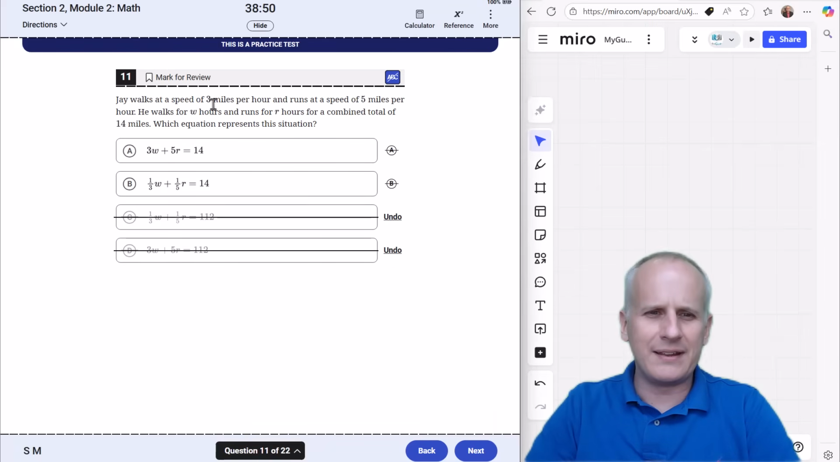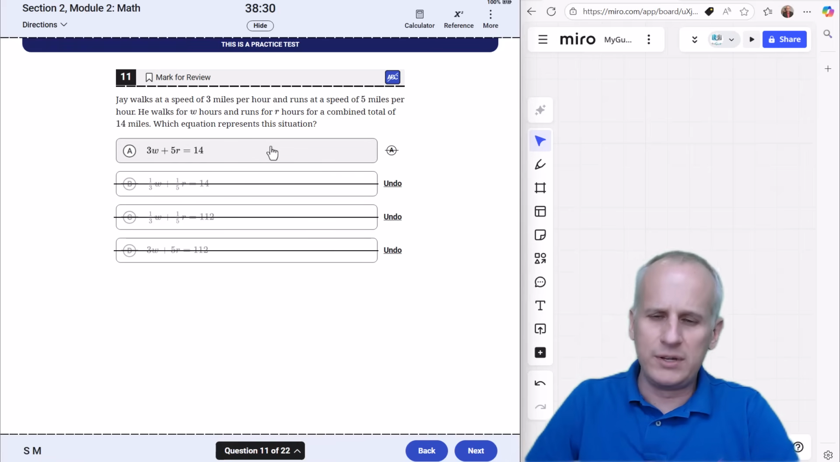Then we know that the 3 miles per hour for W hours would be 3 times W, the number of hours, is going to give me my 14 miles. So like if he goes for 2 hours, it's going to be 6. So that's what we're looking at here. And we know that it's not the fractions.